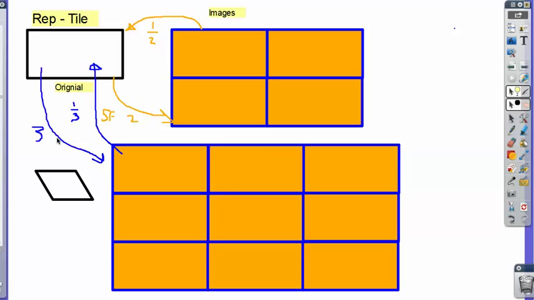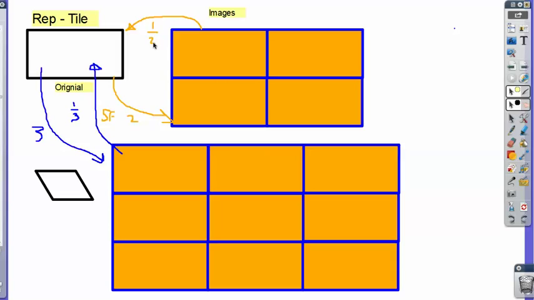All right, so we said that scale factor is directionally dependent. So when we went from one figure to the other figure, we had a scale factor of 3. But when we went from the big figure to the small figure, we had a scale factor of 1/3. So the question is, what is the connection between this scale factor and this scale factor? And is it the same connection you see between this scale factor and that scale factor?